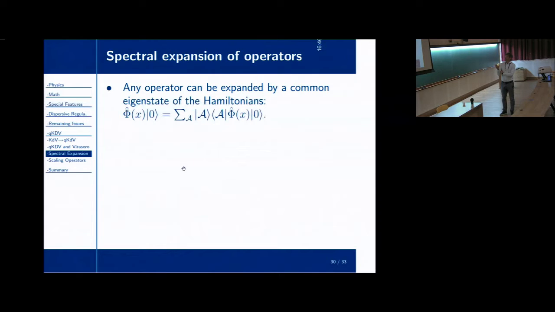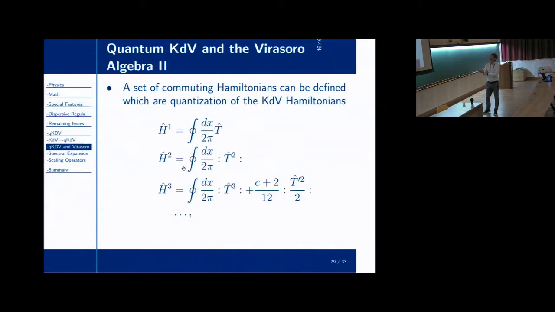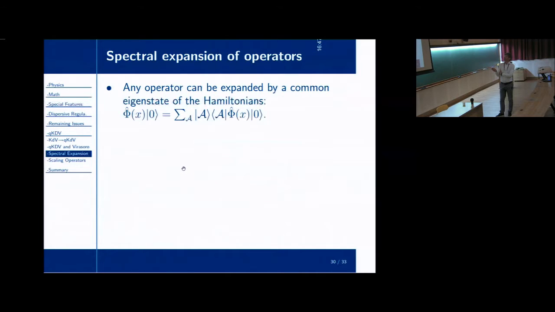So what is a spectral expansion of an operator? Suppose I have a certain operator from conformal field theory, the quantization of KdV. I may apply it to the vacuum to get some state. This is some state which is associated with the field phi. Then I may do a spectral expansion. Namely, I may expand it in the common eigenvalues of all these Hamiltonians. So all these Hamiltonians commute. They have a set of common eigenvalues. They may be found in the Bethe ansatz. And we may expand any operator with a set of eigenstates of the Hamiltonians.